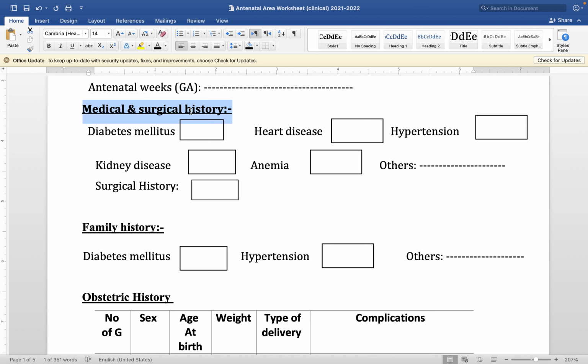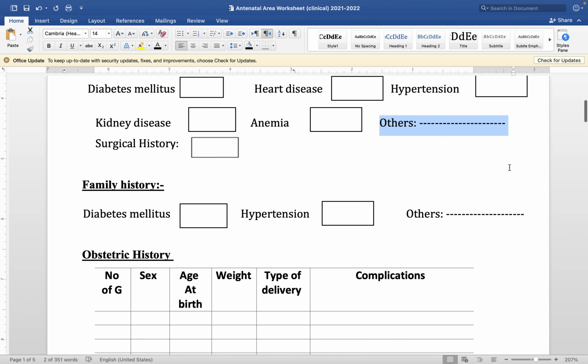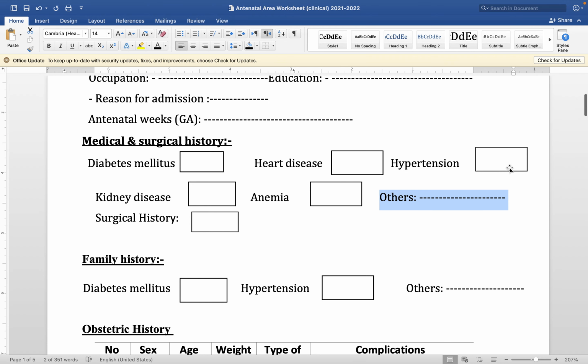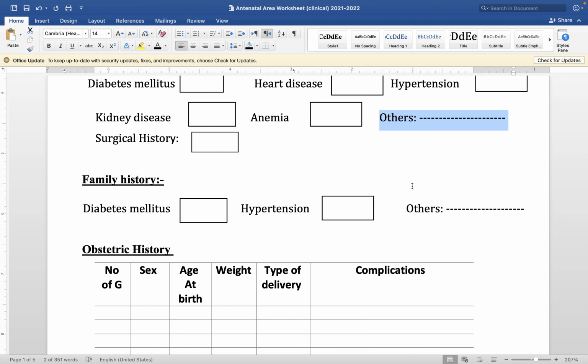Moving down to medical and surgical history, we're giving you here some examples you can ask the mother about, as you were told in fundamental nursing the previous year. Diabetes mellitus, gestational diabetes mellitus, heart disease, hypertension, anemia, kidney disease, and so on. And we're giving you an option for others, if there is another medical condition the patient is complaining from or has as part of her medical history.